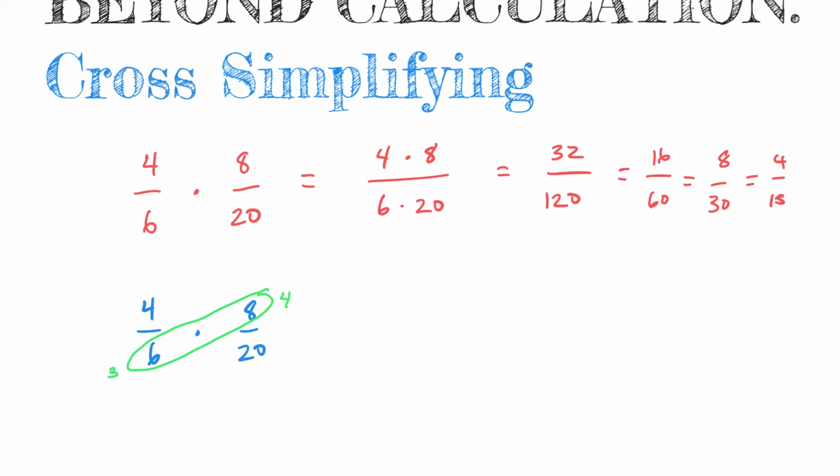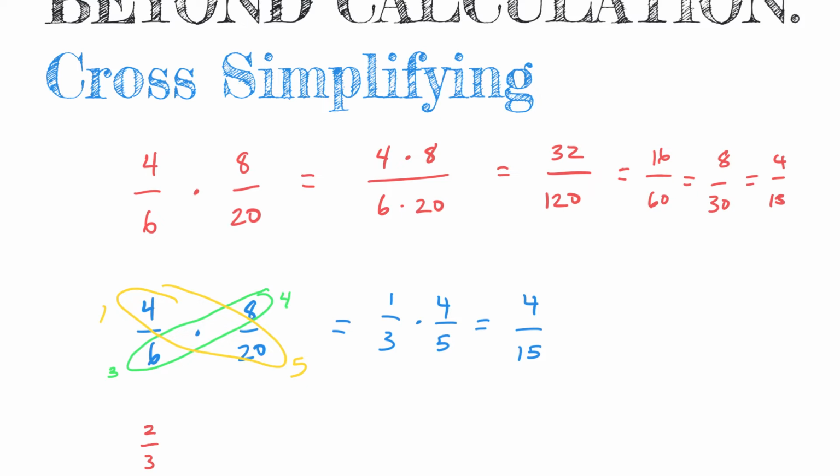And then we can do exactly the same thing with 4 over 20. They both share a common factor of 4. So if we divide 4 by 4, we get 1. And 20 by 4, we get 5. Then if we go ahead and do our new problem, which becomes 1/3 times 4/5, we get straight to our simplest form, 4/15.